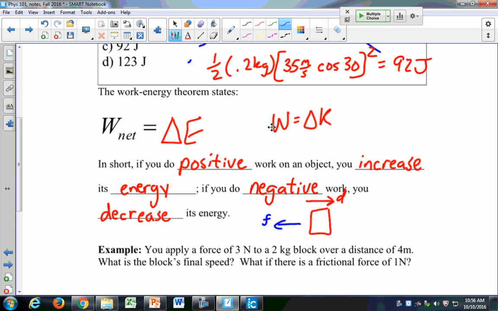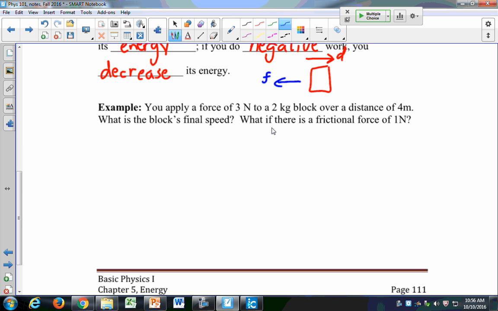So let's say here, I apply a force of 3 newtons to a 2 kilogram block over a distance of 4 meters, and I want to know what is the block's final speed. What I do here is I find the work done by this 3 Newton force, and then I say that work is equal to my change in kinetic energy, and then I can solve for the new speed. So first of all, ask yourself, what is the work done by this 3 Newton force?